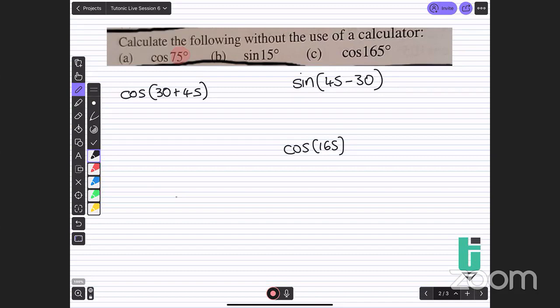Maybe we can say 180 minus something. We can say 165 minus 90, then 70. I think. I don't know.